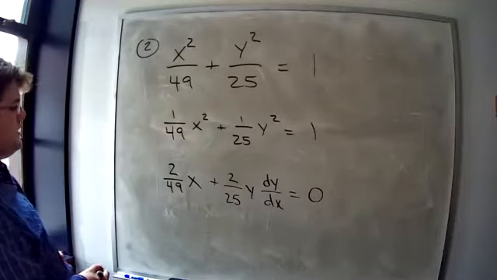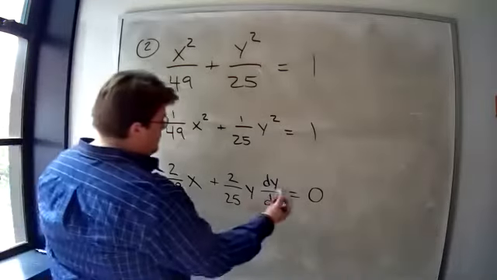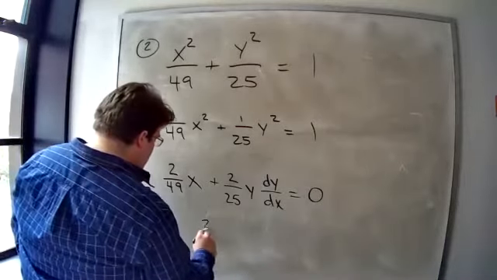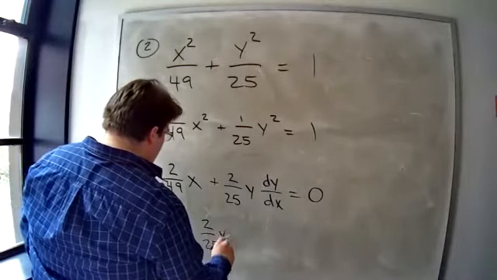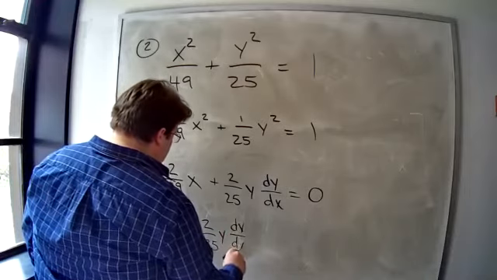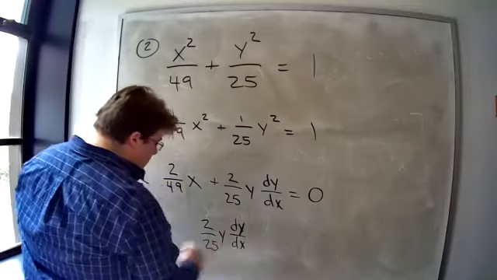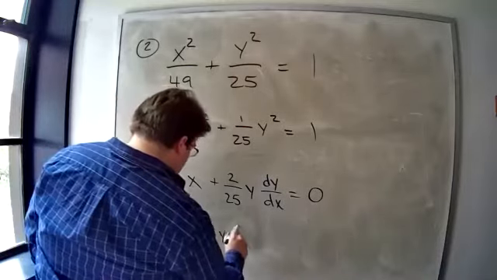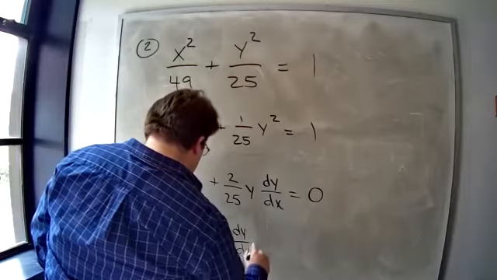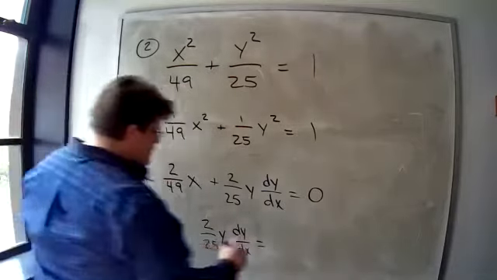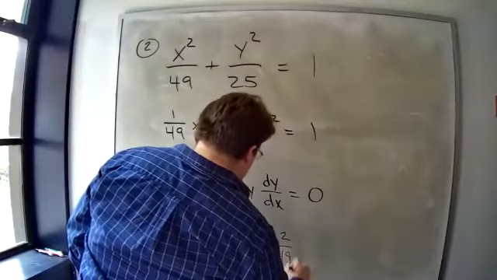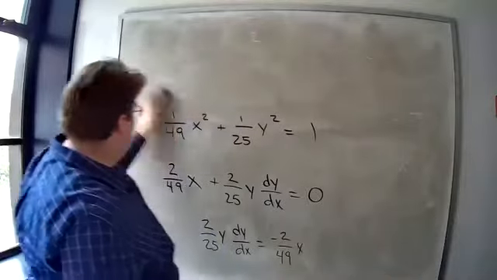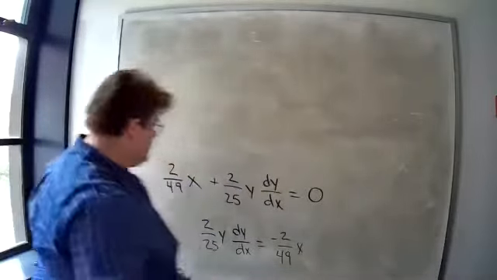So we need to set dy/dx equal to 0. So let's first solve for dy/dx and then set it equal to 0. Solve for dy/dx, what do you get? You get 2/25 y dy/dx. Bring this term to the other side, so negative 2/49 x. Solve for dy/dx. And what do we get?